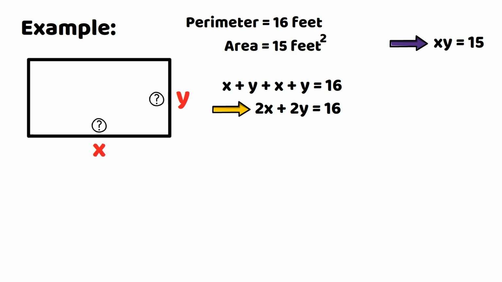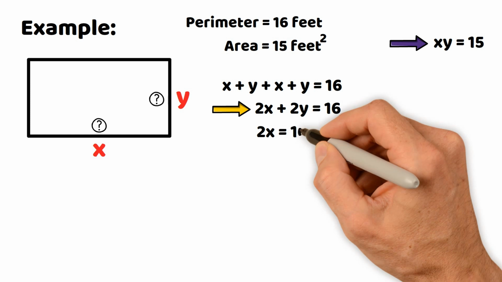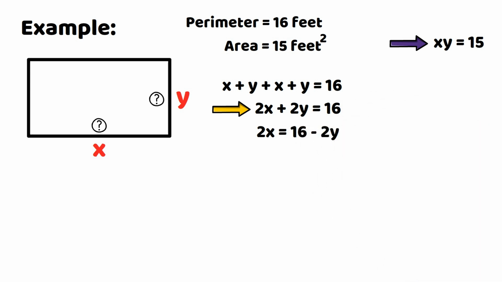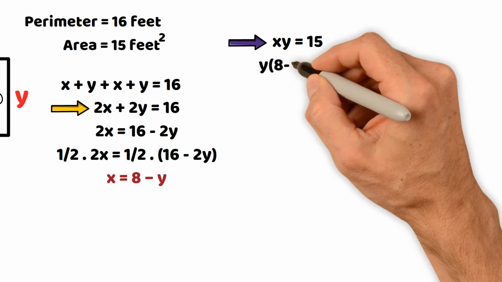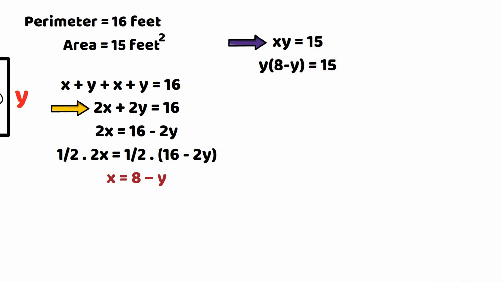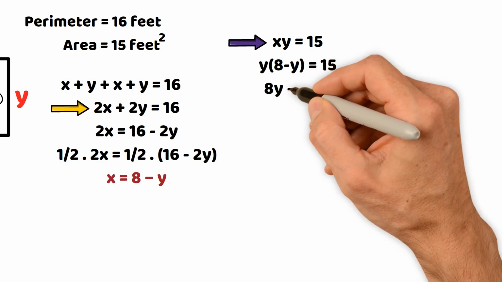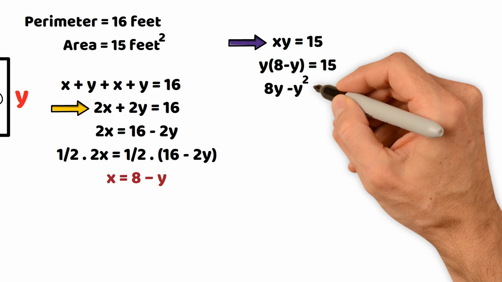Let's start with the first equation, 2x plus 2y equals 16, and solve for one variable, say x. Subtracting 2y from both sides, we get 2x equals 16 minus 2y. Now divide everything by 2 to isolate the x, and we get x equals 8 minus y. Now substitute it into the other equation, xy equals 15, and we get y times (8 minus y), which was x, equals 15. Distribute it, and we get 8y minus y squared equals 15.